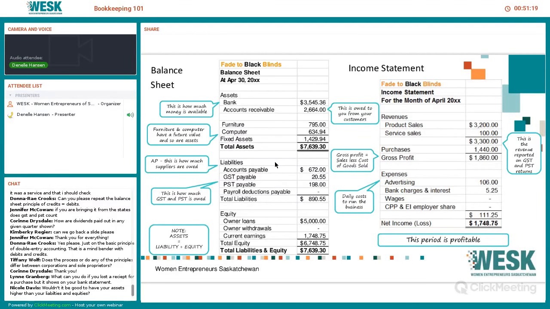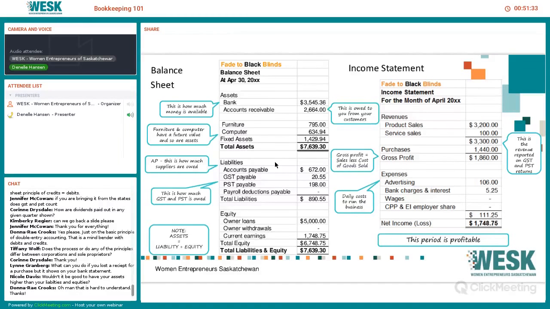So that equity section is just whatever's left over. If I get all the money back from all my customers, I sell off that furniture and those computers and that's gone, and now whatever's left in the bank, that's the money I have. I pay out all my liabilities. Then whatever's left is going to be my bank and then the equity. So that balances each other out.